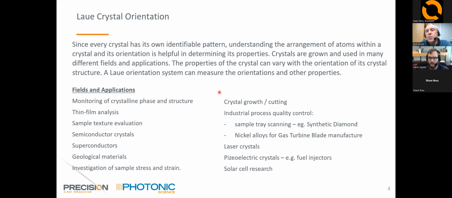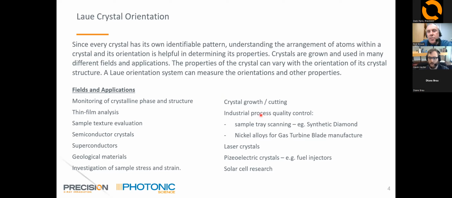People growing crystals often also want to cut them, normally across a particular face, such as 100 or something like that. And a Laue system will enable you to align the crystal so that you can then remove it and put it onto a cutting tool and cut across the face.